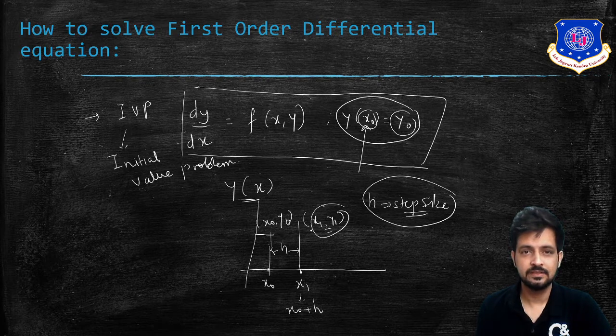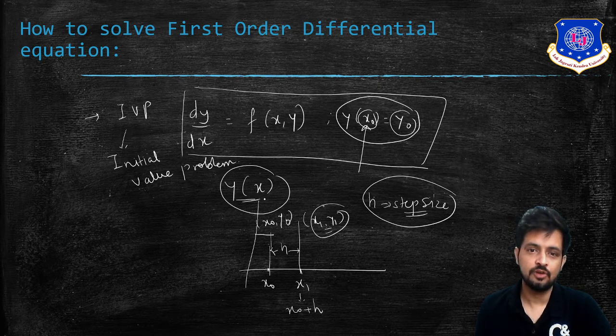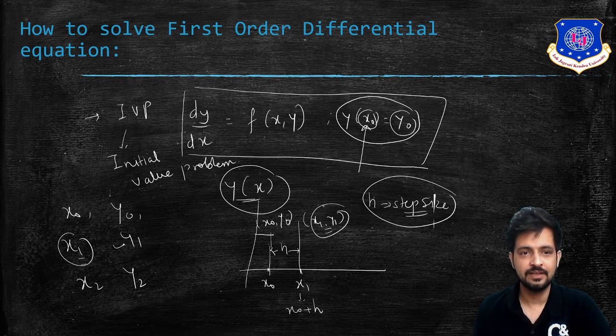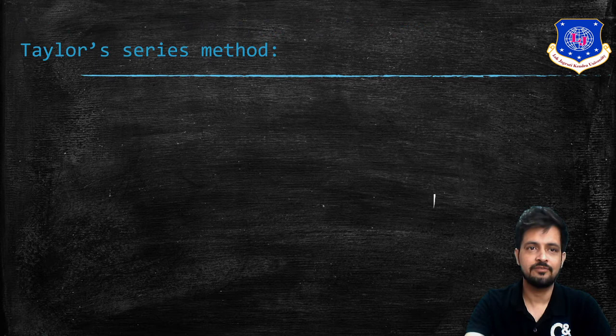These types of methods are used to find the various values of y for different values of x. For example, as I told you, y0 and x0 will be given. If I want to find y1, then x1 is required. If I want to find y2, then x2 is required. In this way we can find the values of y for different values of x with the help of the different methods used in this chapter. Fine, so let us start from the first method, that is the Taylor series method.